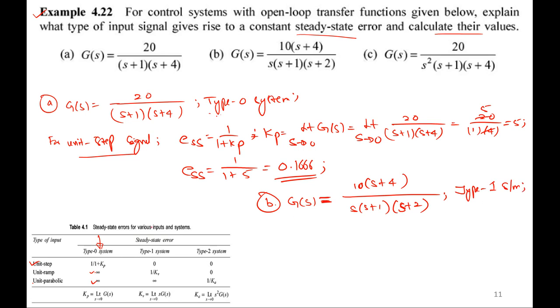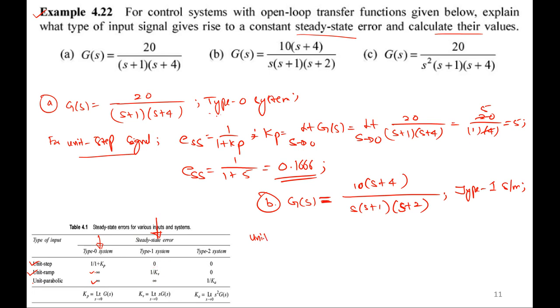Okay, just observe the column here for the type 1 system. For a unit step input, the steady state error is 0. Suppose the input is a unit ramp, then I am getting some finite value. We will try to find out. We will not consider the parabolic input, because there we are getting the steady state error as infinity. So we will take only the finite values, and we will try to find out those finite values.